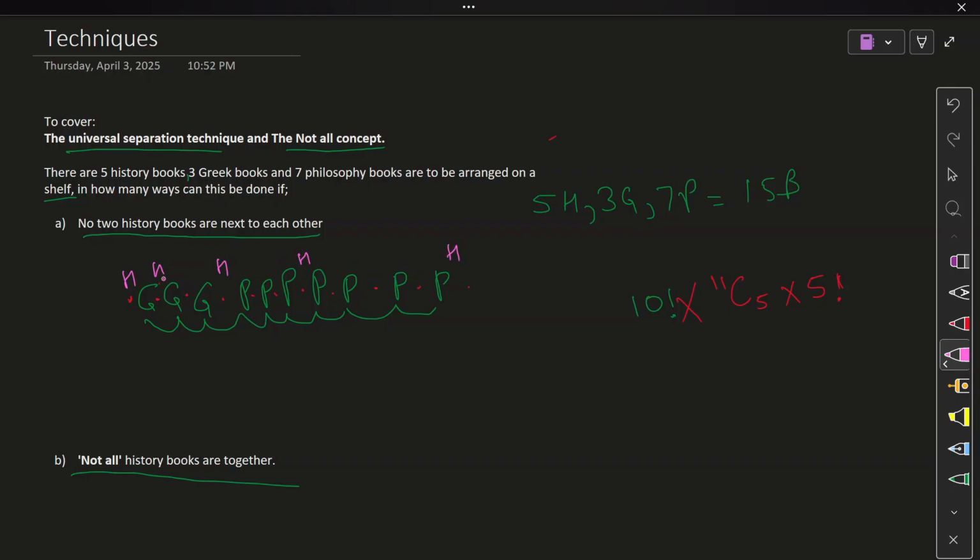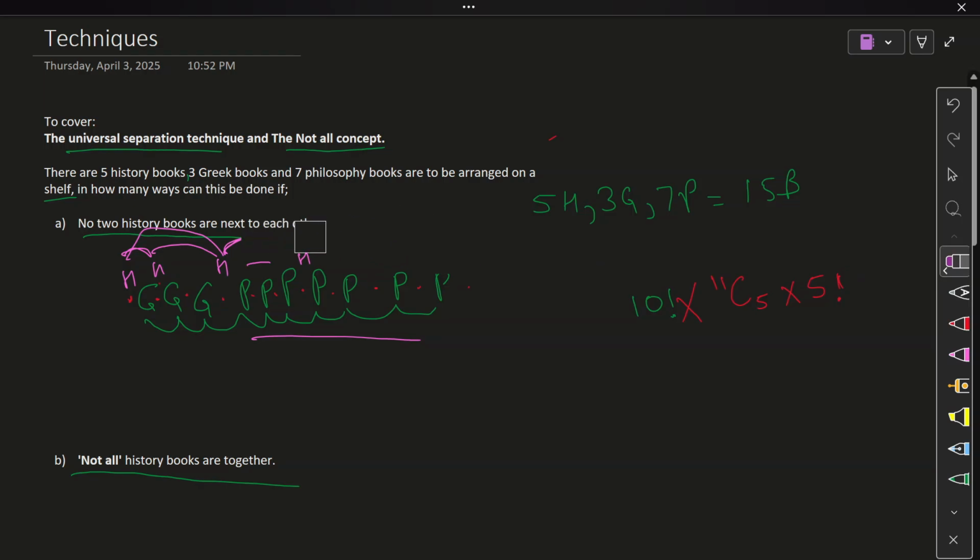One case would have the history books separated like this. These two are separated by 1. These two are separated by 3 or 2. This one from this is separated by 2, and this from this is separated by all these philosophy books. Let me show you one more case.